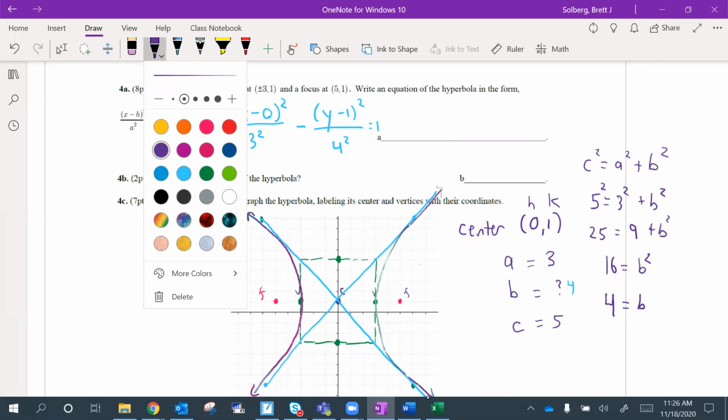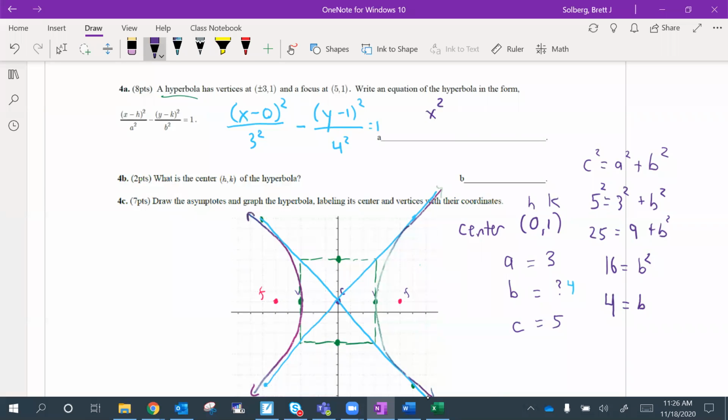So if I wanted to write this out now, simplified, that'd be x squared over 9 minus quantity y minus 1 squared over 16 is equal to 1. We've already said the center was at 0, 1, so boom, there's the center. All right, that is a hyperbola question. Do you guys have any questions on how we did that?